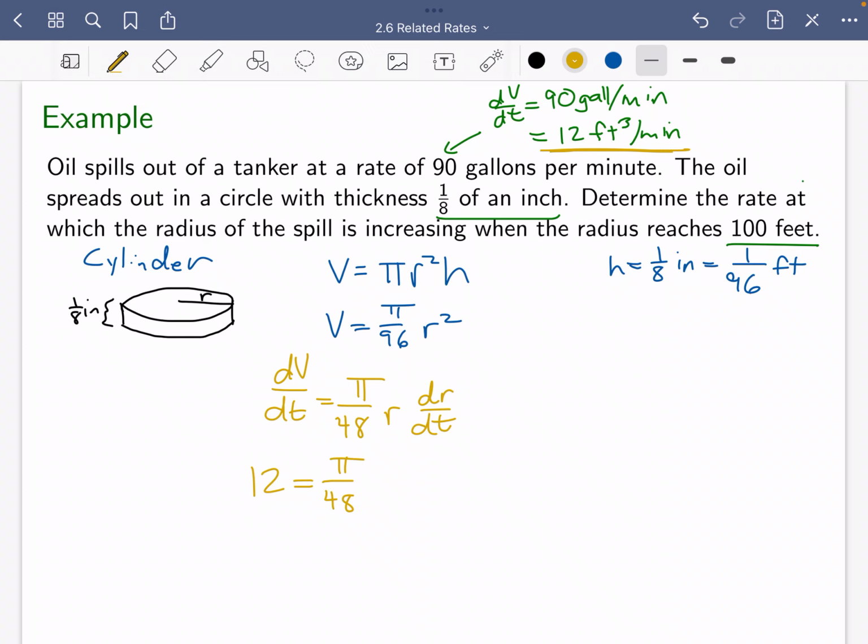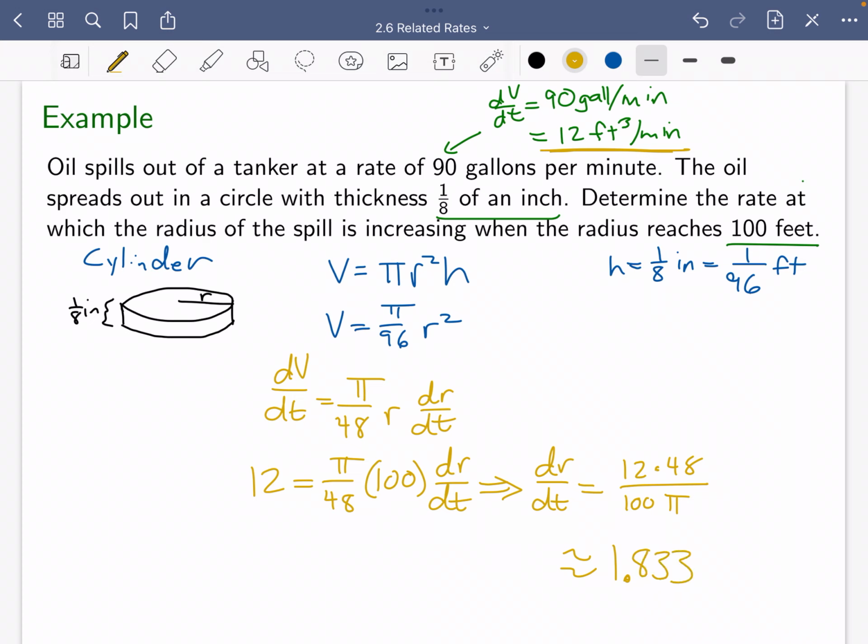Our radius is 100. And we want to figure out what is dr/dt. And so then solving that for dr/dt, we have dr/dt is 12 times 48 over 100 pi, which is approximately 1.833. And what are the units that we are going to have here?